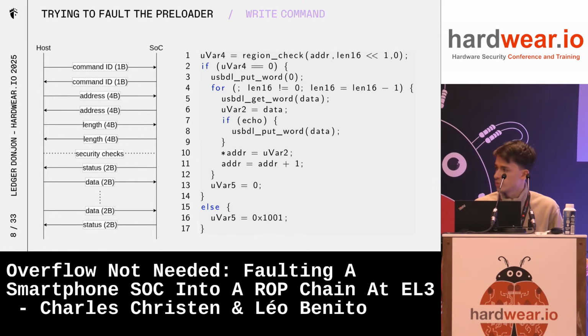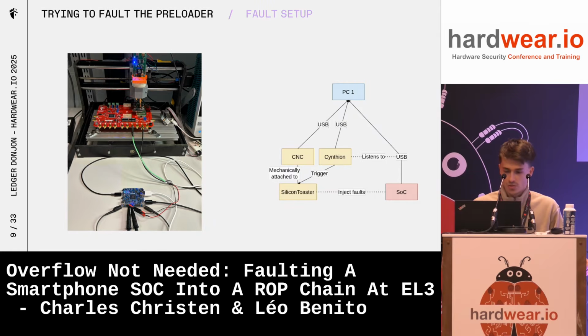So the usual mitigation you find here is doing the region check multiple times and then comparing the result. So with that in mind, we decided to mount a fault injection setup.